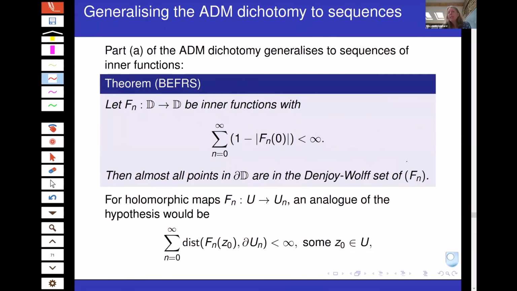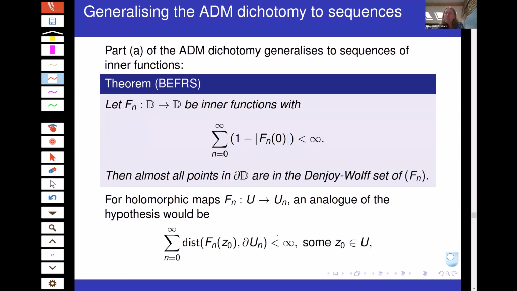Okay, so if we had this more general setting and we're mapping a simply connected domain to another simply connected domain, then the hypothesis that we had here was the distance. We take a point z0 in U, the analog of that. We look at the images of that under Fn, and then we look at the distance of those images from the boundary of the domain that we're mapping into. So that's exactly what we have here. This is the distance of Fn of 0 from the boundary of the unit disk. So in our situation here, we'd look at this distance of the image from the boundary of Un, and then the hypothesis would be that the sum of those distances is convergent. Okay, and that would be the same here.